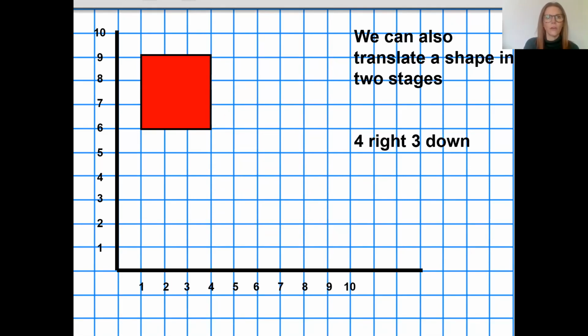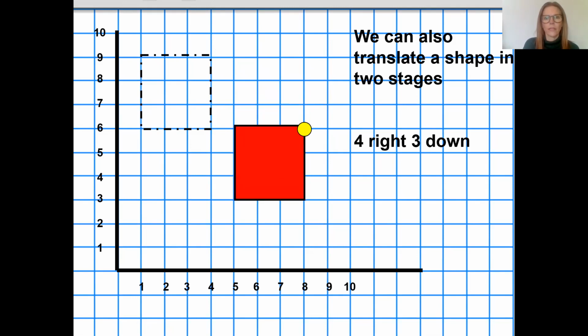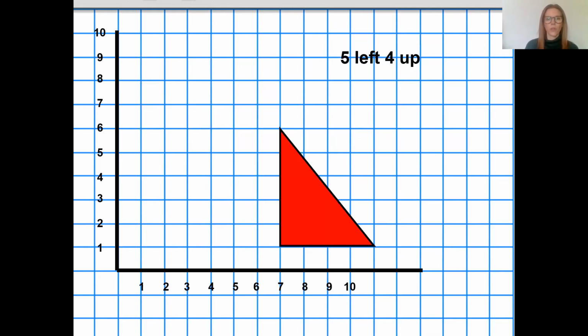Right, we can also translate a shape in 2 stages. So this time we've got to move it 4 right, 3 down. So we do exactly the same. So 4 right would be 1, 2, 3, 4. Just move it that far now to show you. And then 3 down, 1, 2, 3. So that is going to be where the top right hand corner of our square will go, like so.